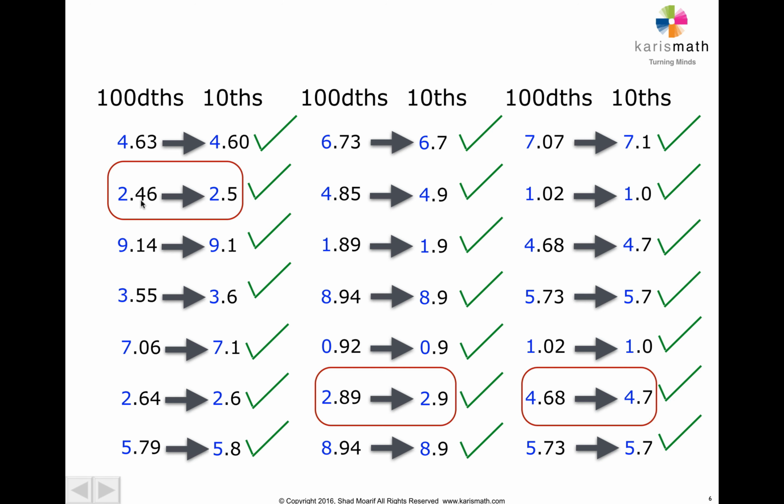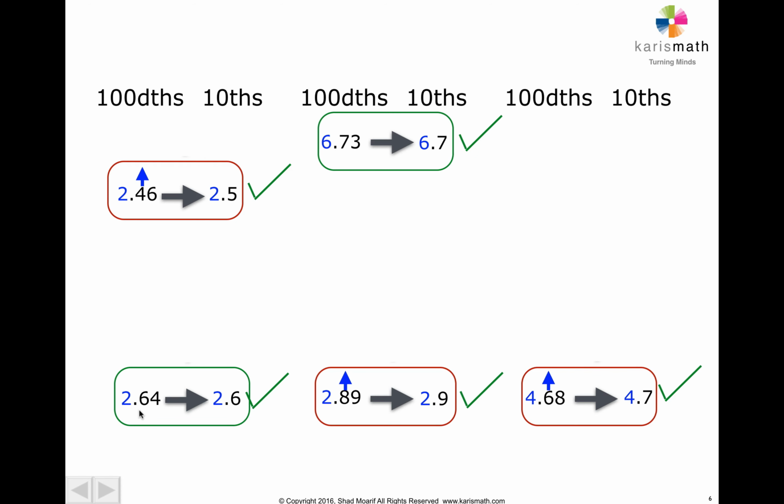Okay, look at the pattern here. 2.46, look at these, the ones in red, they all increase. 2.46 becomes 2.5. 2.89 becomes 2.9, 4.68 becomes 4.7. While here, nothing changes. So let's remove all the others, no distractions here, and let's examine the patterns here.